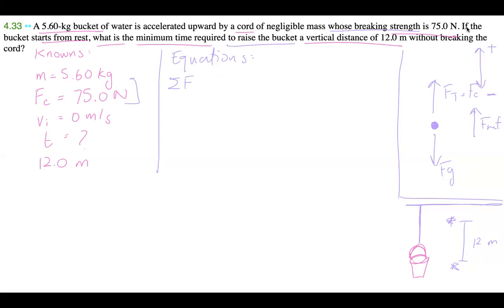So the summation of forces is going to be FT, or FC, right? So this force going upward is that force minus FG, because FG is going downward. And altogether, that's going to be the net force, F net. So that makes sense. All right.